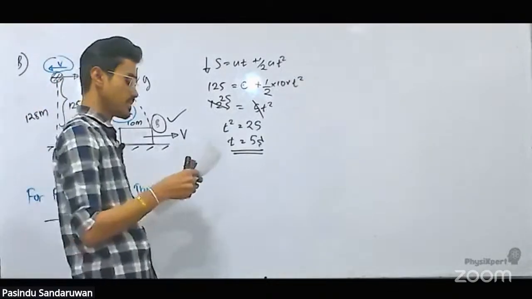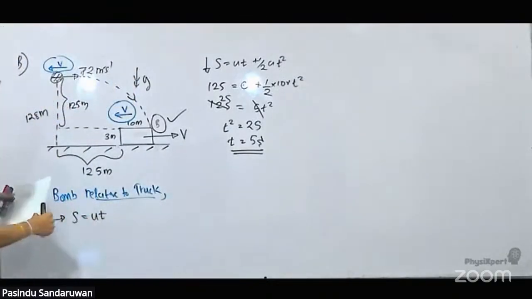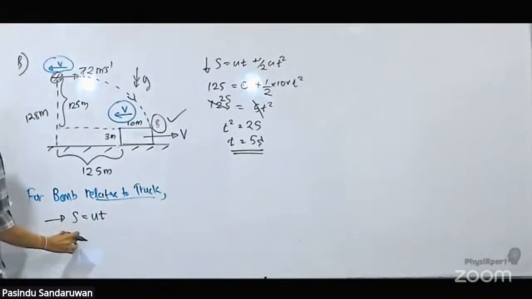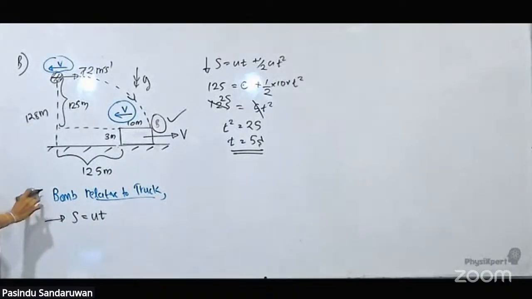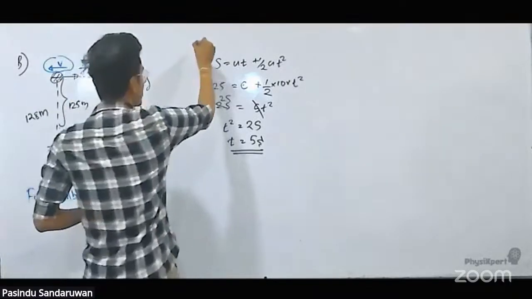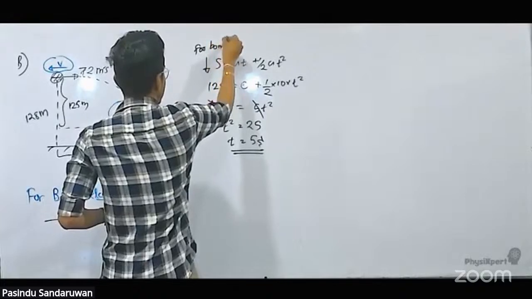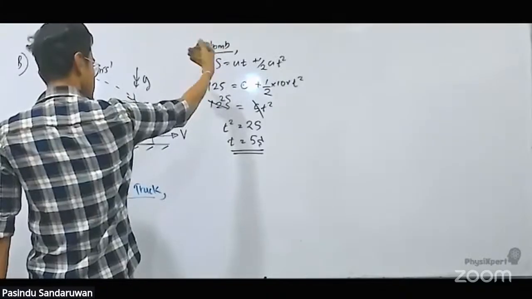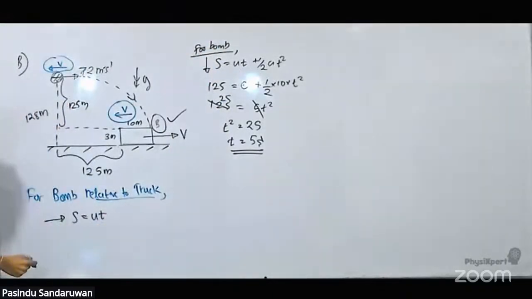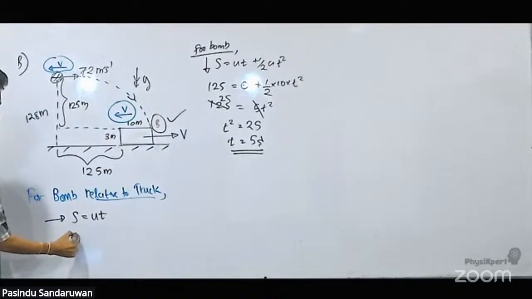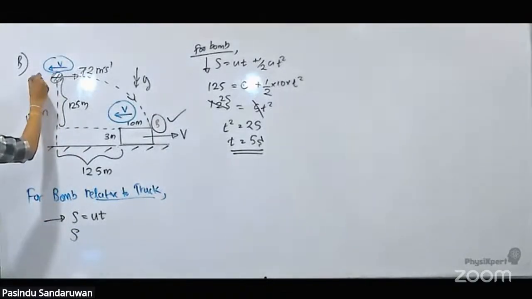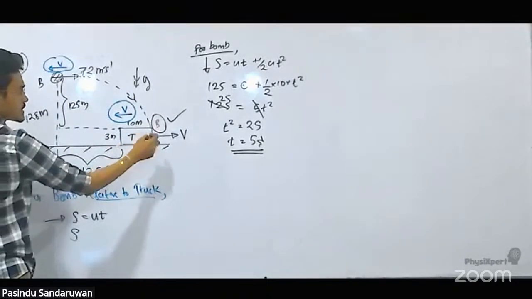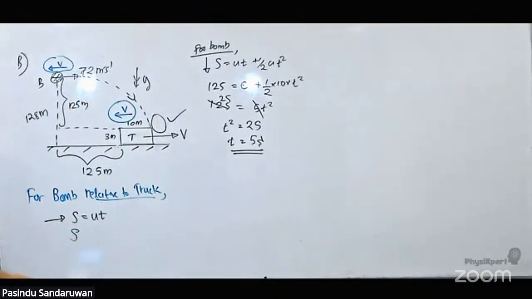5 seconds. Right. Now, if the time is known, you can apply this. Now, the time is known, apply this. Relative displacement. For bomb, for bomb, there's no relative motion here, with respect to Earth. Nothing is mentioned means this is with respect to Earth. This is relative to truck. Then all these terms should be applied with respect to truck. So let me label bomb as B and the truck as T. Bomb as B and the truck as T. Then this is for bomb relative to truck now.